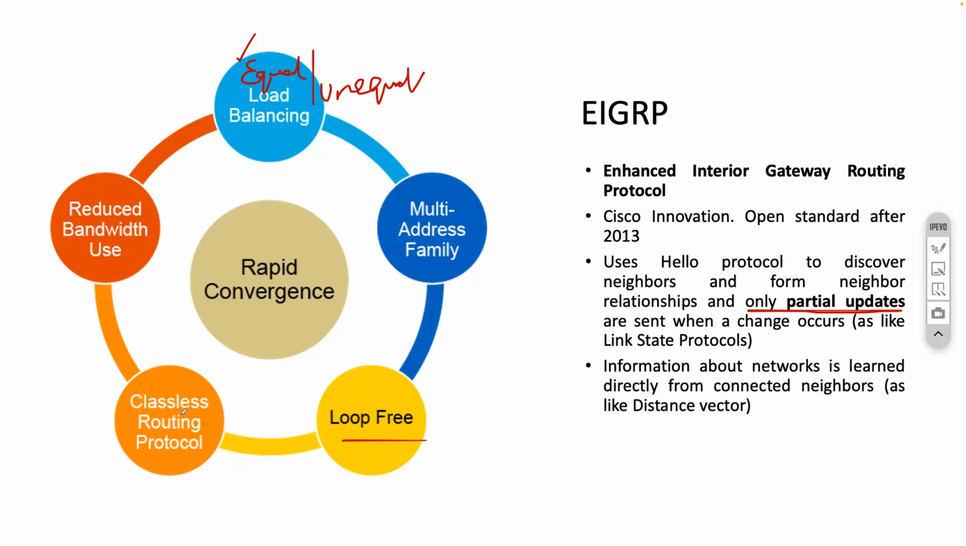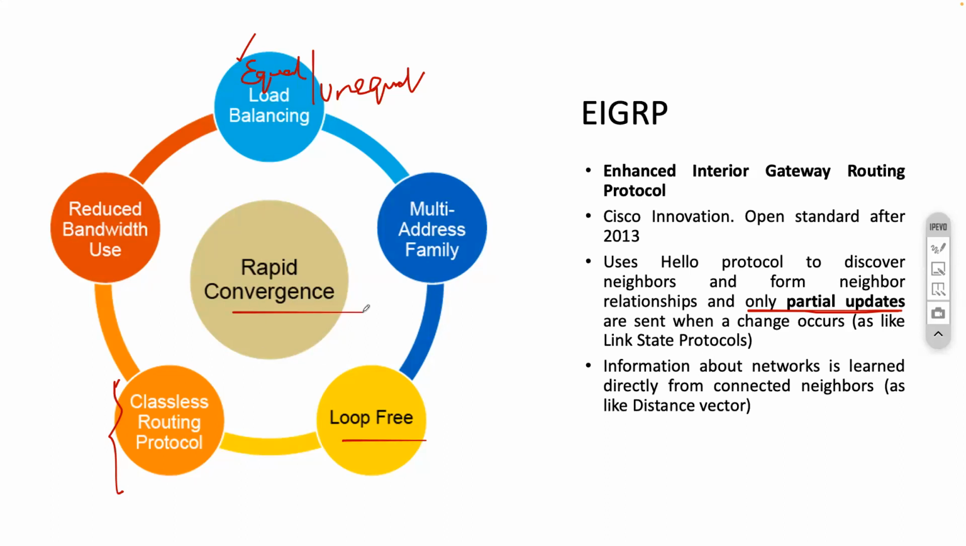Classless routing protocol. It does support variable length subnet masks. It's not restricted to class A, class B, and class C only. You can have a subnet mask of any length. It advertises the subnet mask of the interface while forming the neighborship.